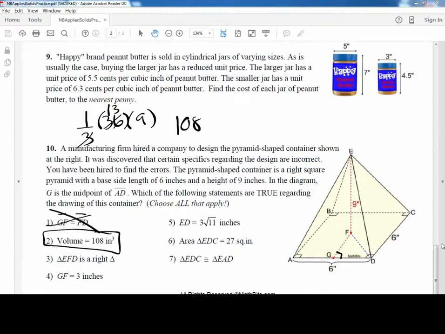Right? Then number 3 says triangle EFD is a right triangle. EFD. That is true as well. It's going to be one that uses the edges here. So this one is true. Then it says GF is 3 inches. That is true as well. Number 5 says segment ED is 3 radical 11. And ED is this edge again, guys. So from E to D.